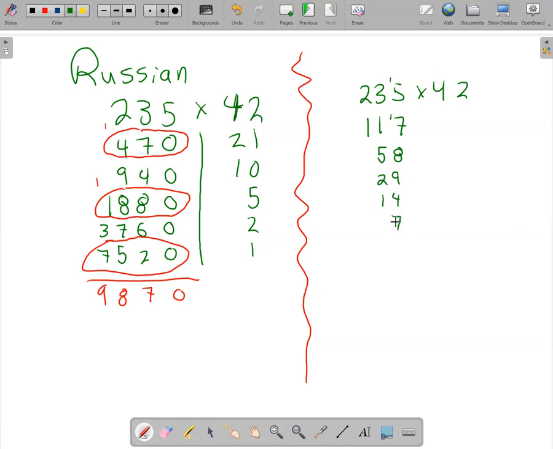Half of 14 is 7. Half of 7 is going to be 3. Forget about the remainder. Half of 3 is going to be 1. Forget about the remainder. All right, so for every number we have a half for, we need to get a corresponding double. So start doubling 42 so you have a matching number in the next column.